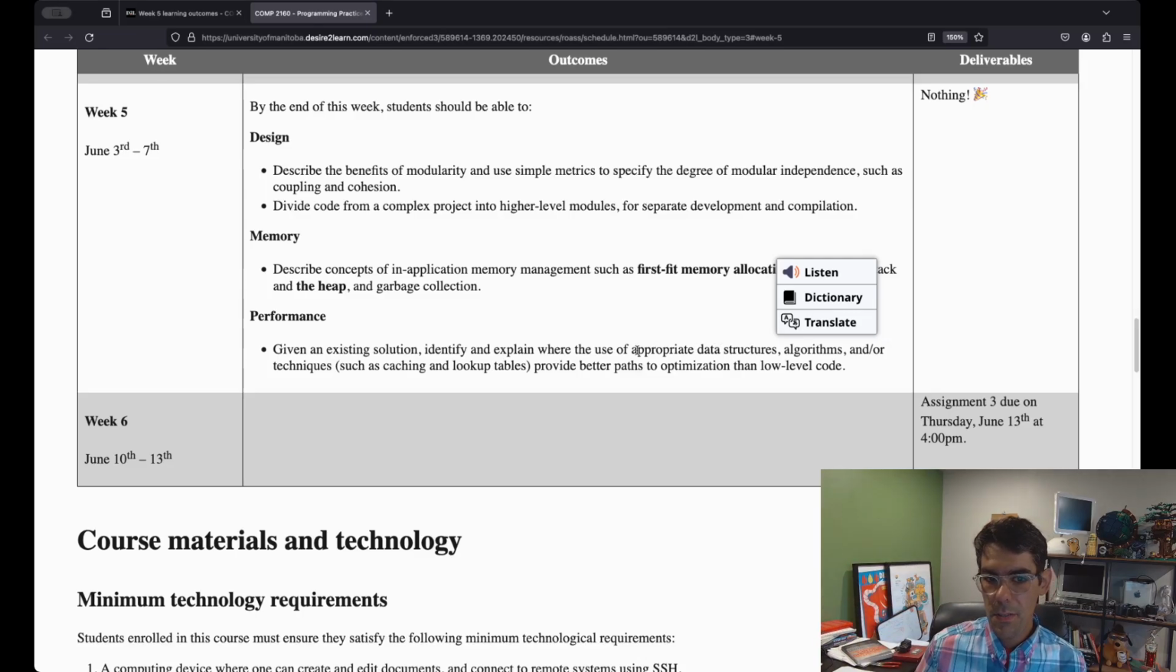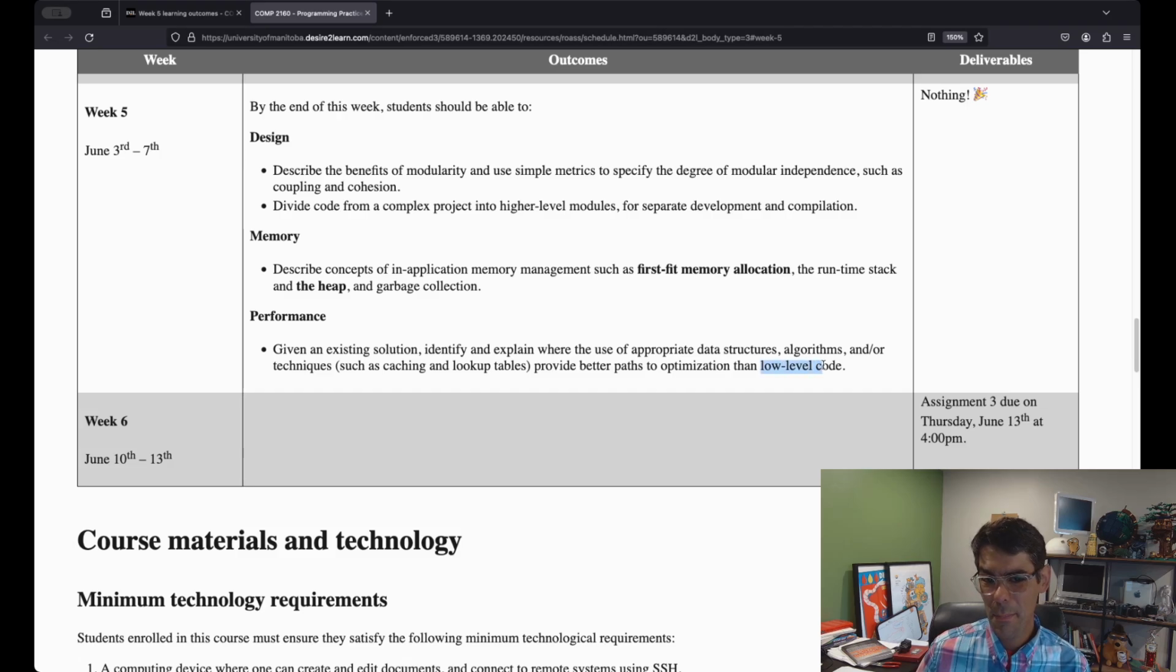And what we've seen so far is that we've got a couple of different abstract data types, so a stack and a string, and now also a zone, a memory zone. And the data structure that we could have been using for all three of those is a list. Algorithms and or techniques in general, so caching and lookup tables, provide better paths to optimization than low-level code.